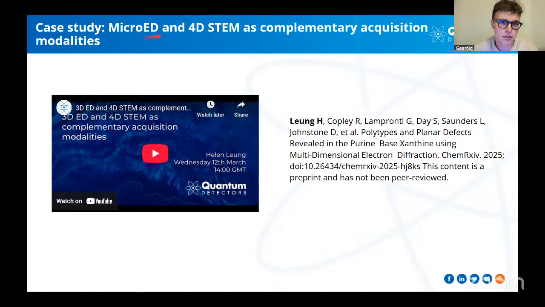Microelectron diffraction and 4D STEM are just two ways of characterizing our samples. Helen Lung, a PhD student, in collaboration, of course, with her group, specifically her supervisor, Professor Paul Midgley, and researchers at GSK, a pharmaceutical company in the United Kingdom, performed this work.